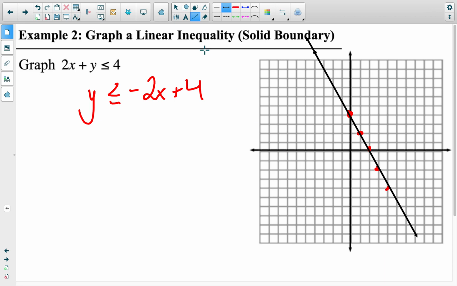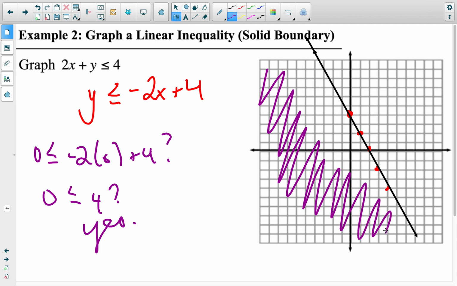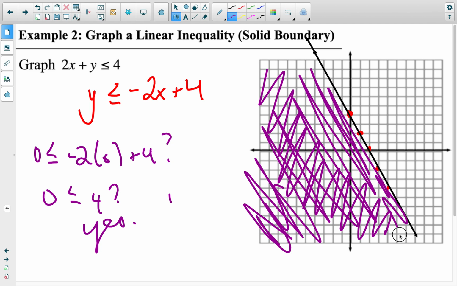And then to decide which part of the plane to shade, here it's going to be really nice to plug in the origin because the origin is clearly on the bottom part of the line. So is 0 less than or equal to negative 2 times 0 plus 4? That is our question. Is 0 less than or equal to 4? Yes. So we want to shade the bottom part, just like this.